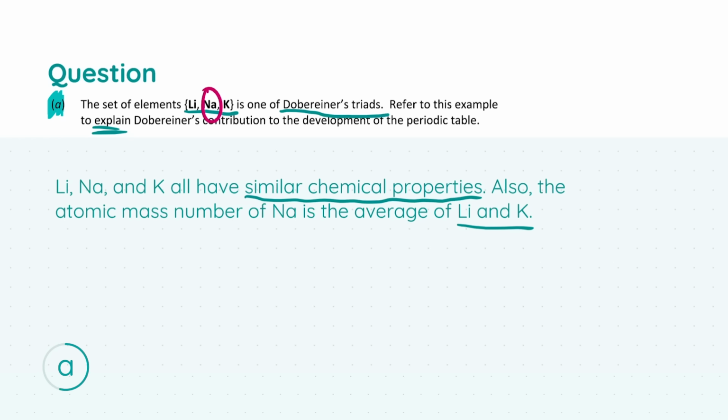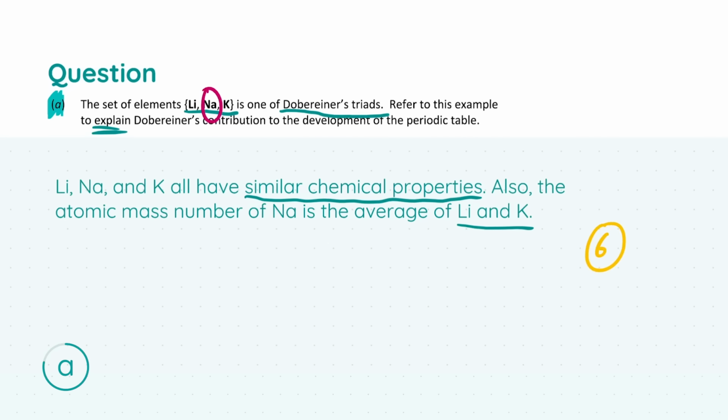So nice straightforward answer here, and if you wanted to take this a step further, you could even write it out, prove this. In particular, that last one about the average, you could actually write down the atomic mass number of lithium, and the same for potassium, and then add them together, divide by 2, and you'll actually find that it is the atomic mass number of sodium, which is exactly one of the reasons why he had grouped them.